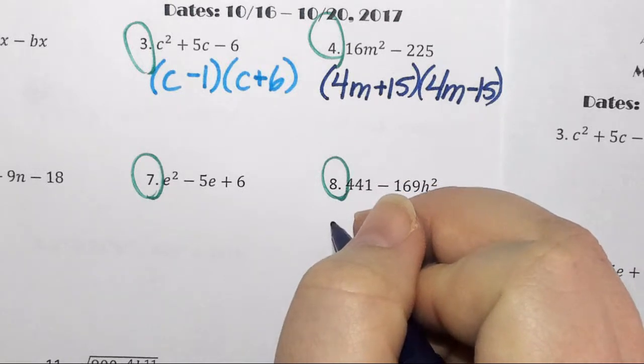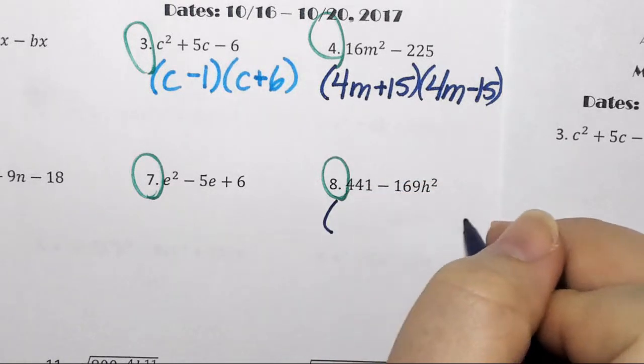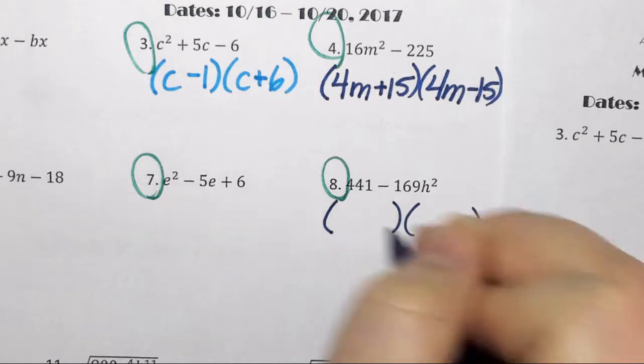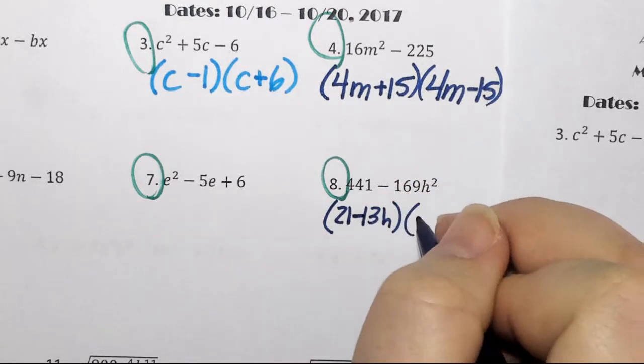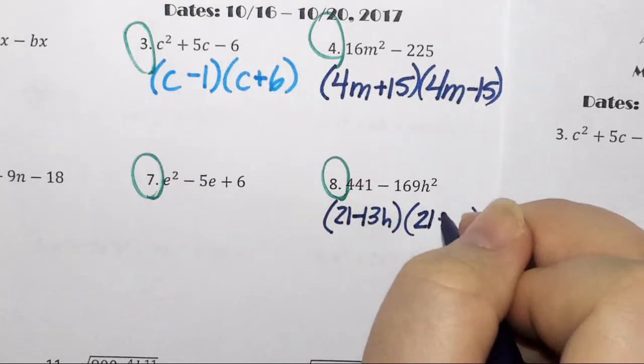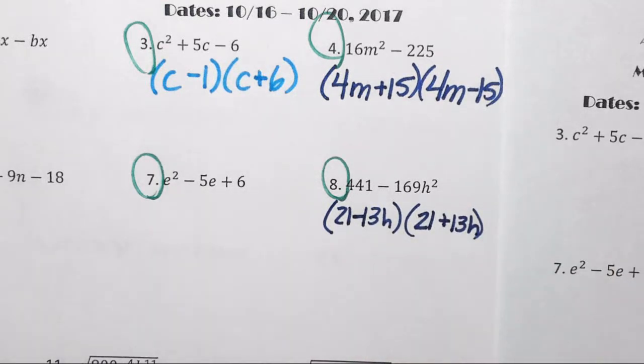Okay, 441 is what squared? I know 169 is 13 squared. 21. Thank you. So it's 21 minus 13h. Jack, you can have a point. And 21 plus 13h.